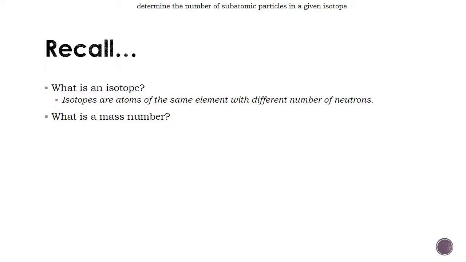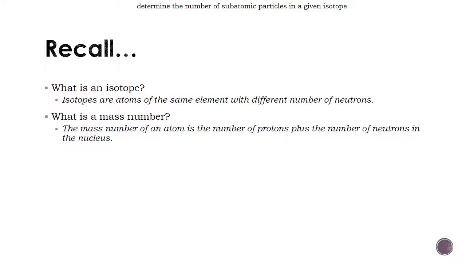Question number 2. What is a mass number? We learned that a mass number of an atom is the number of protons plus the number of neutrons in the nucleus. So we just add them together and that gives us the mass number.